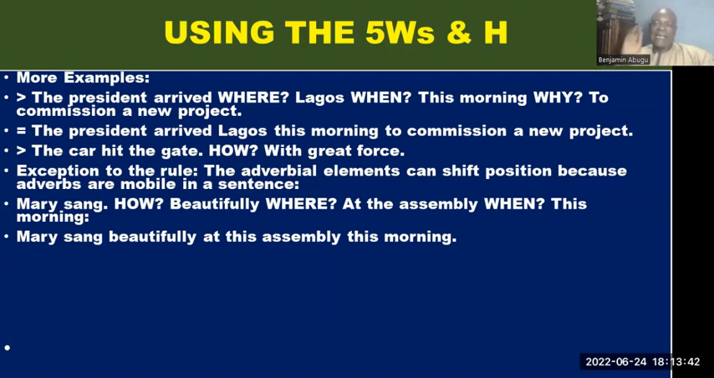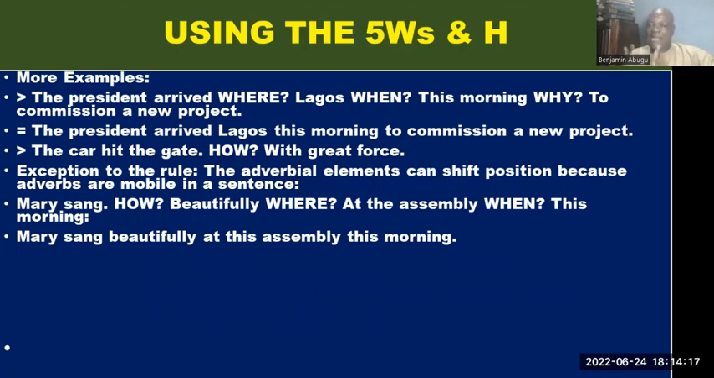When we understand the word order of English sentences, then it becomes easy for us to arrange words and convey a meaning with clarity. Now, the second example: the car hit the gate. How? With force. So you can see now, with force. That is how.